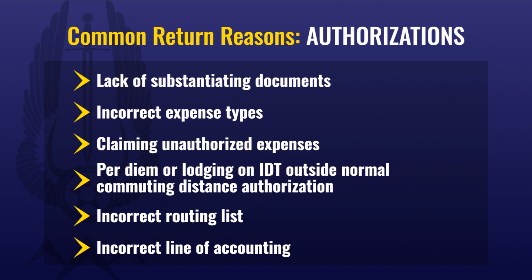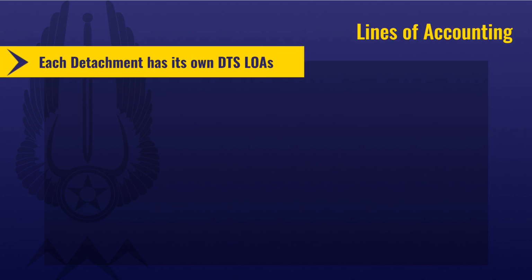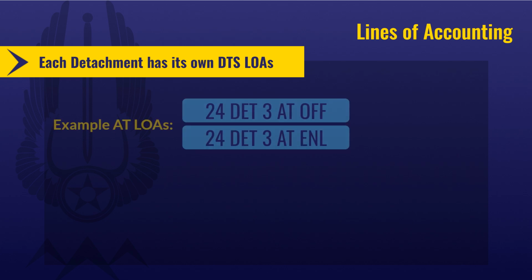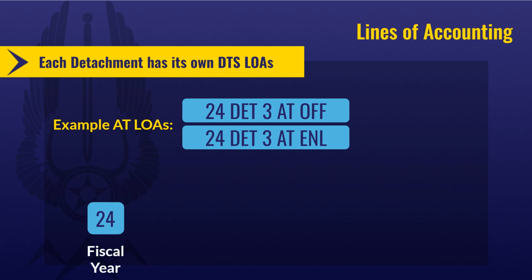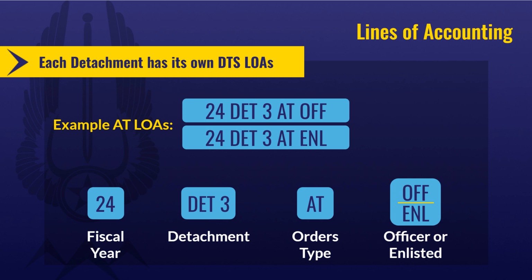If you use the incorrect line of accounting, your authorization will be returned. Each detachment has its own DTS lines of accounting, but the LOAs follow a similar structure. Here are two examples for an annual tour LOA. The 24 is the fiscal year. Det 3 is the detachment. AT is the orders type. And OFF stands for officer, and ENL stands for enlisted.